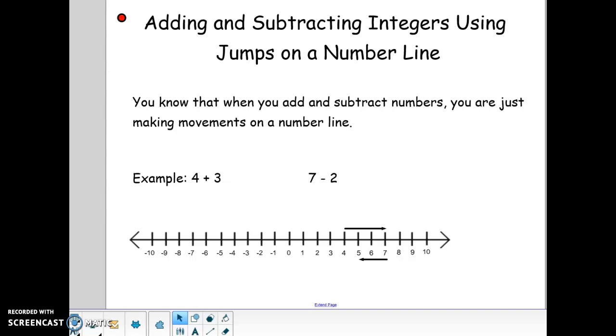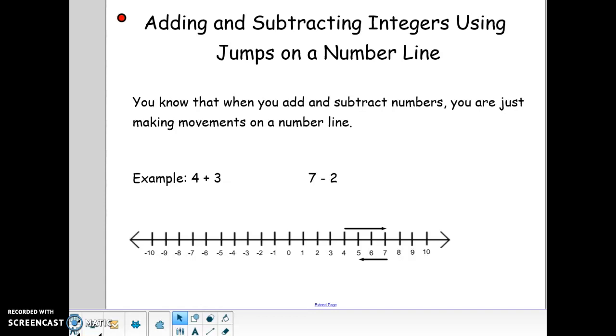Good morning, 6th graders. Today we're going to be talking about adding and subtracting integers using jumps on a number line. Last week, you learned all about integers: that they are any positive or negative whole number. You also learned how to order integers, how to decide which one was bigger and which one was smaller, and a little bit about absolute value. This week, we're going to be talking about the operations with integers.